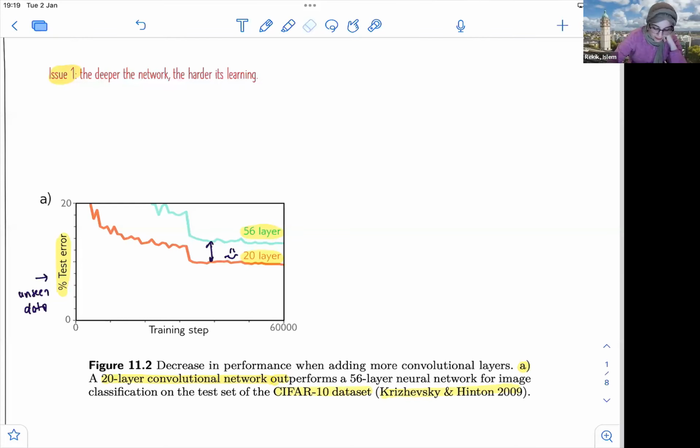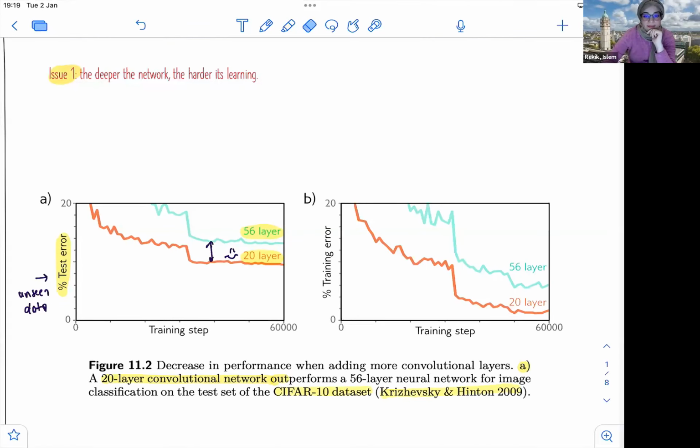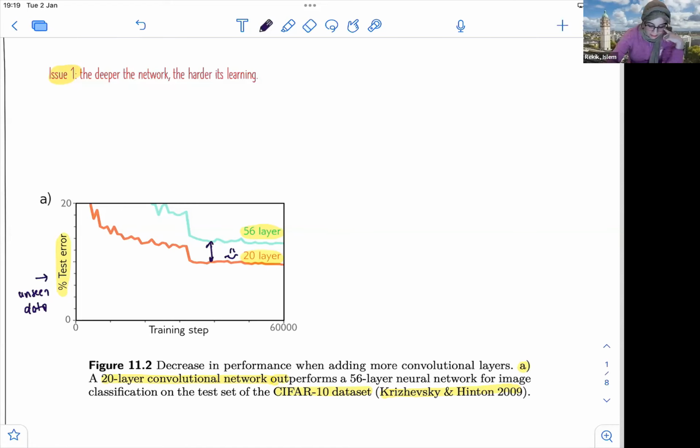Now, let's look at another example. In this graph, we're not looking at the testing error. First, when you look at the previous graph, you may say maybe the problem is actually in the test set. Maybe my 56-layer model, my deeper model, struggles to generalize to unseen data. But this may not always be the case. So we need to check the training error to see whether it's struggling to learn or to generalize. Here, obviously, it is struggling to generalize to unseen data because you can see that it has a higher error, the blue curve over here.